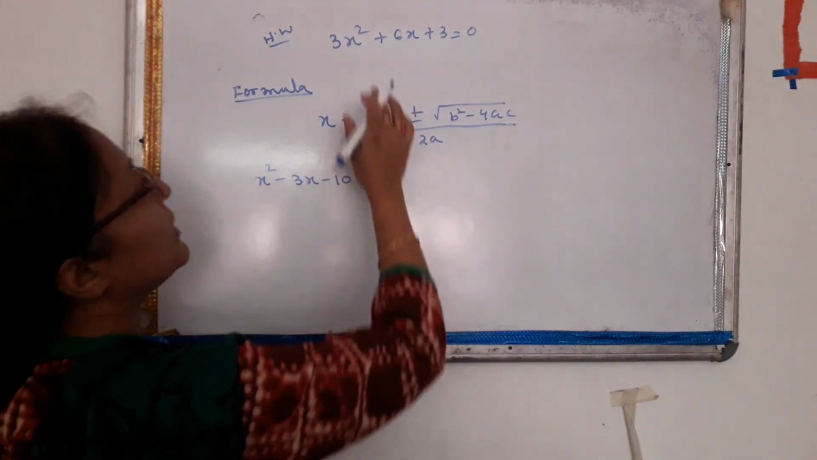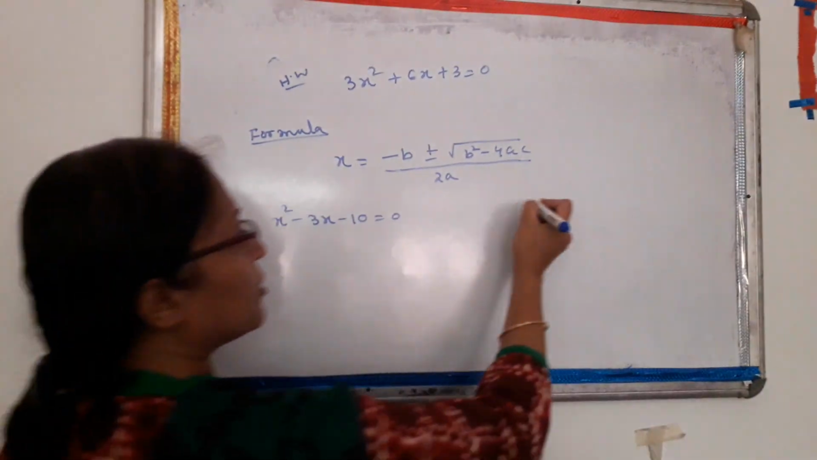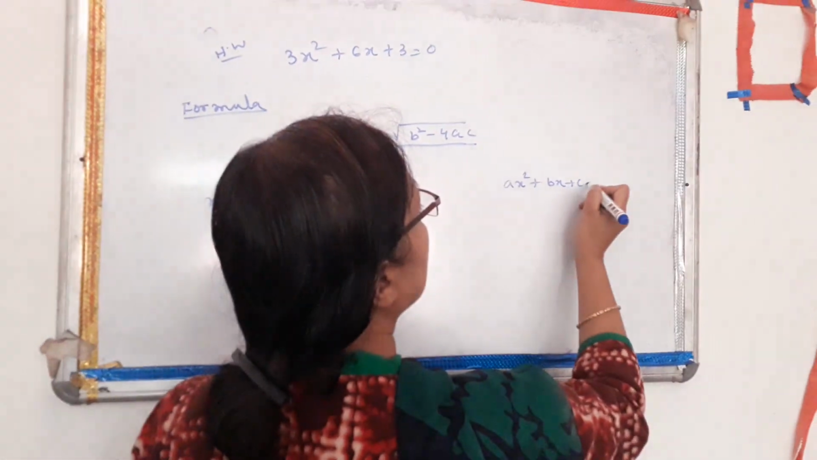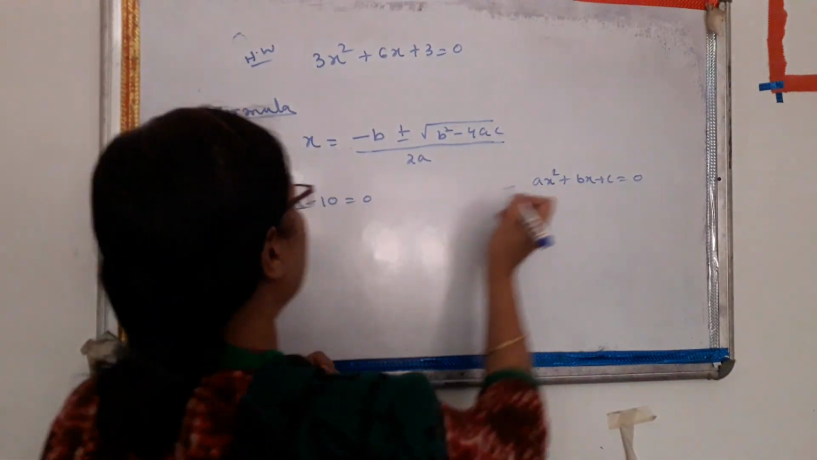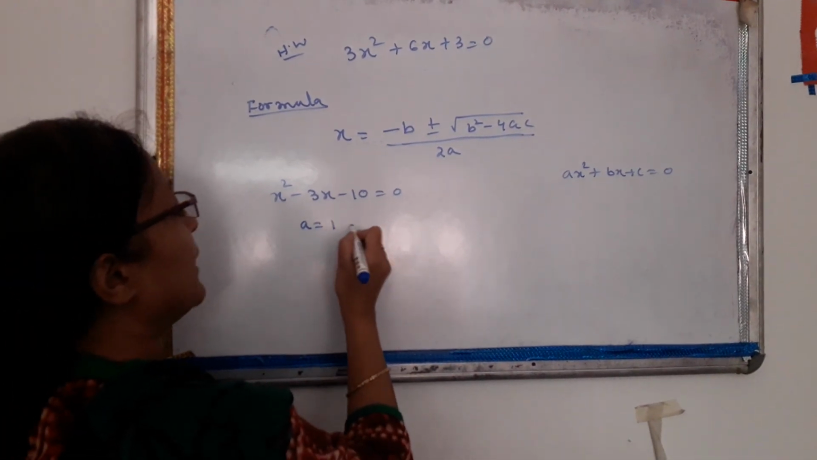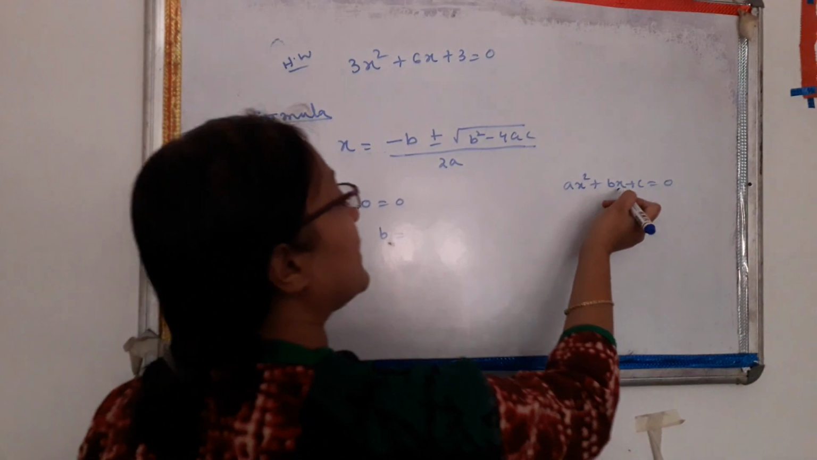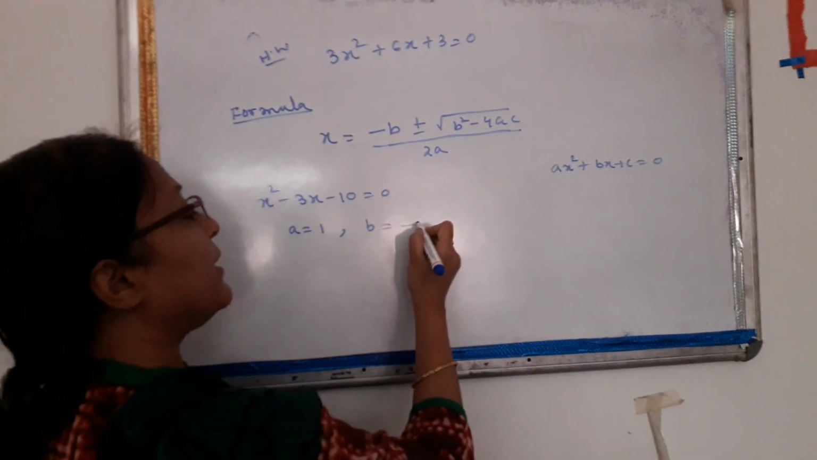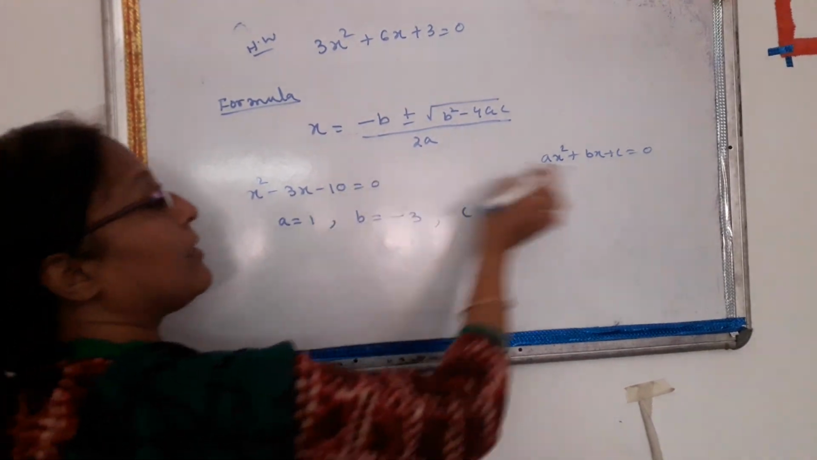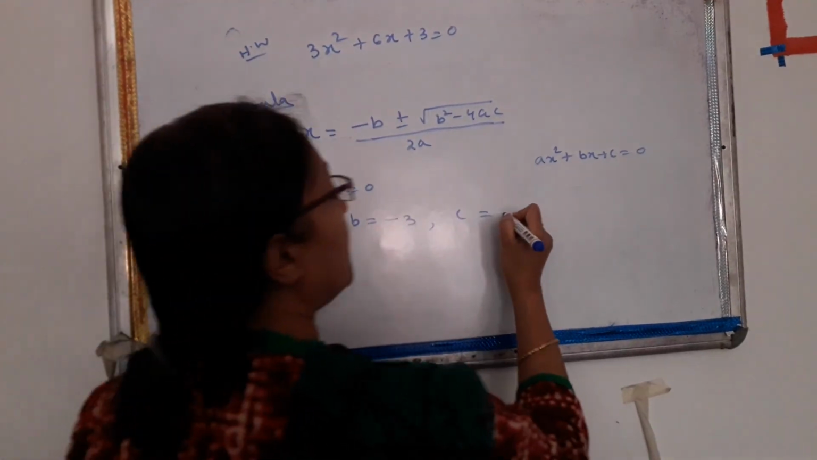So here a means what? Who is sitting with x square? Because our standard form is ax square plus bx plus c equal to 0. Here who is sitting with x square? 1. So a equal to 1. Now b, who is sitting with x? That means minus 3. And c is the last constant, that is the last number I am comparing here, minus 10.